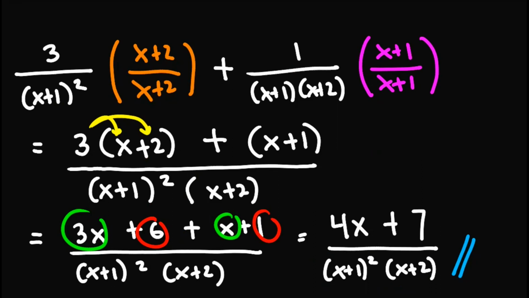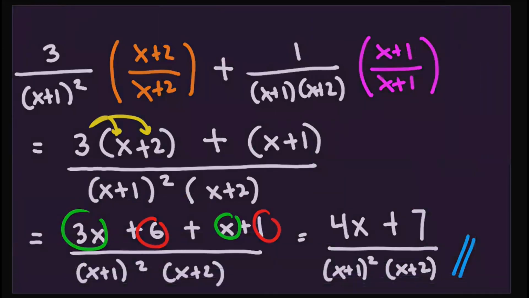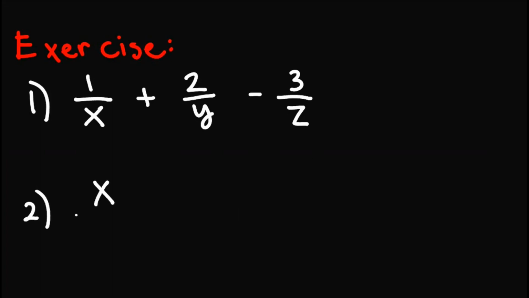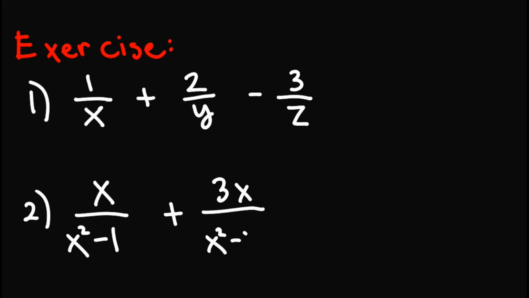So yeah, before I end this one, I just want to share two exercises that you can work on. Exercise. The first one is 1 over x plus 2 over y minus 3 over z. And the second one is x over (x squared minus 1) plus 3x over (x squared minus x). Now, feel free to share your solutions and your answers to this one in the comment section down below.